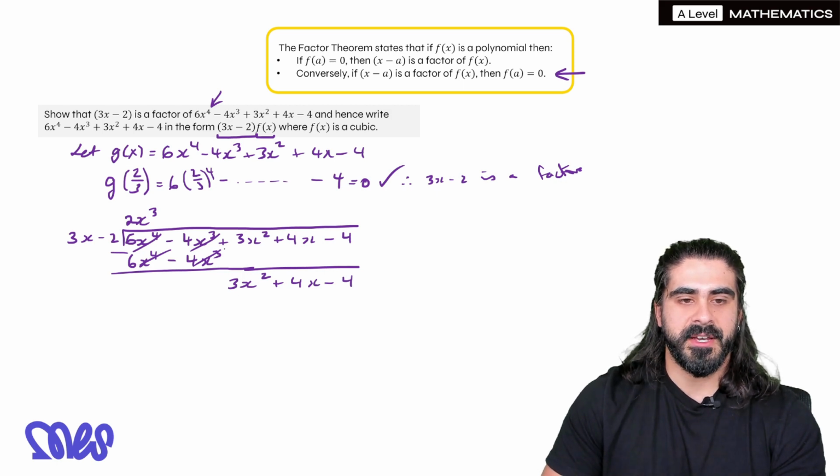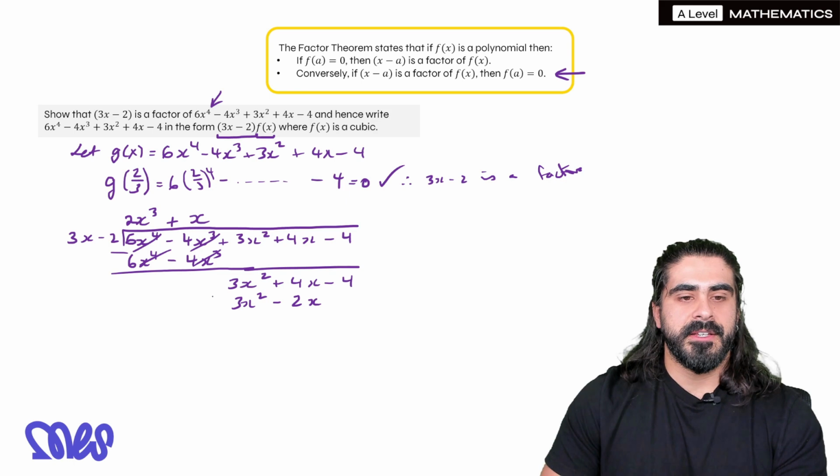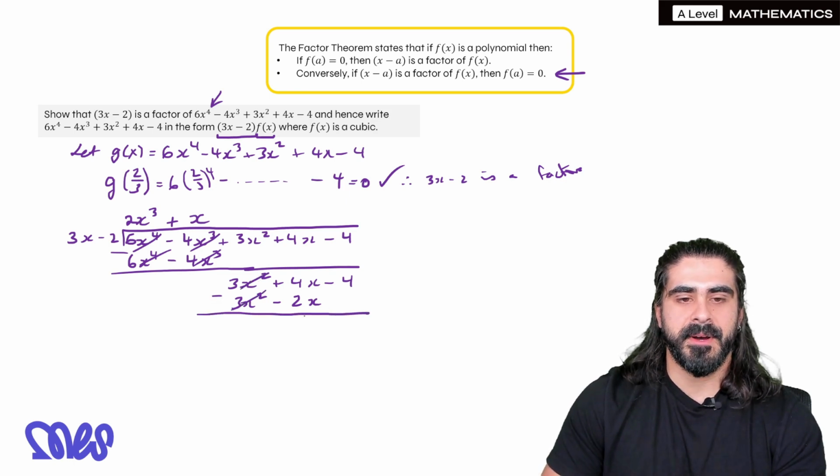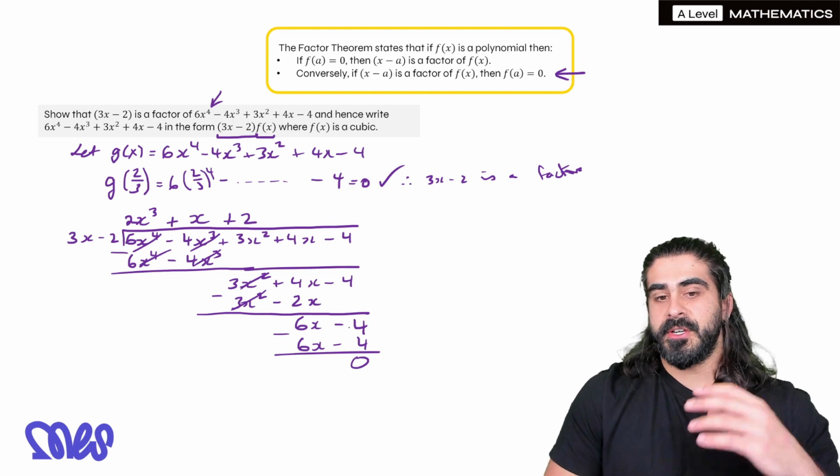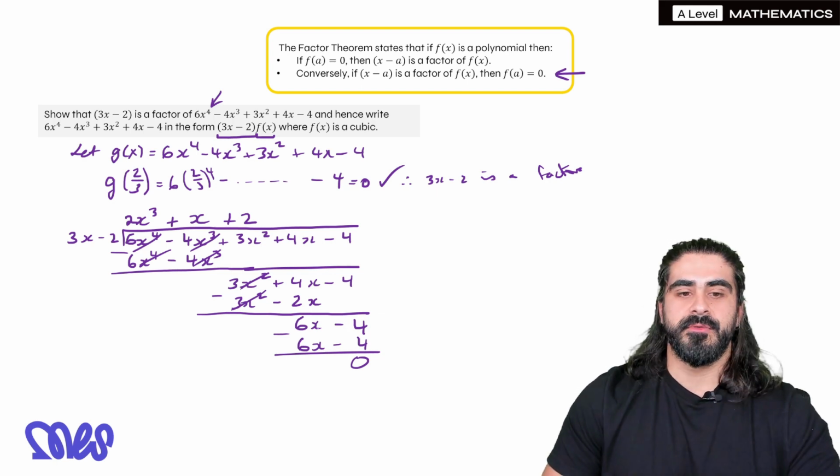3x times what is 3x squared? Well, that's just x. And then we get 3x squared minus 2x. Okay, take them away. This cancels. 4x minus 2x is 6x. Bring down the minus 4. 3x times what is 6x? Well, that's 2. So we get 6x minus 4 after the multiplication, and we get 0. So because it equals 0 there, we know we've done it right.